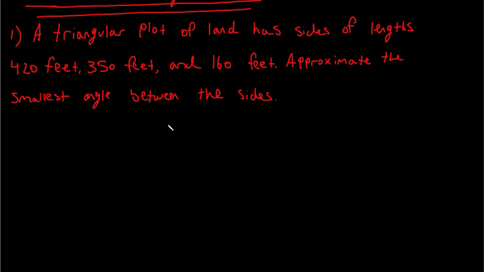So our first step is to actually draw the triangle and label the side lengths. Here we'll put this as A, this will be B, and this will be C. We'll put side A as 420 feet. B has 350 feet. And C has 160 feet.